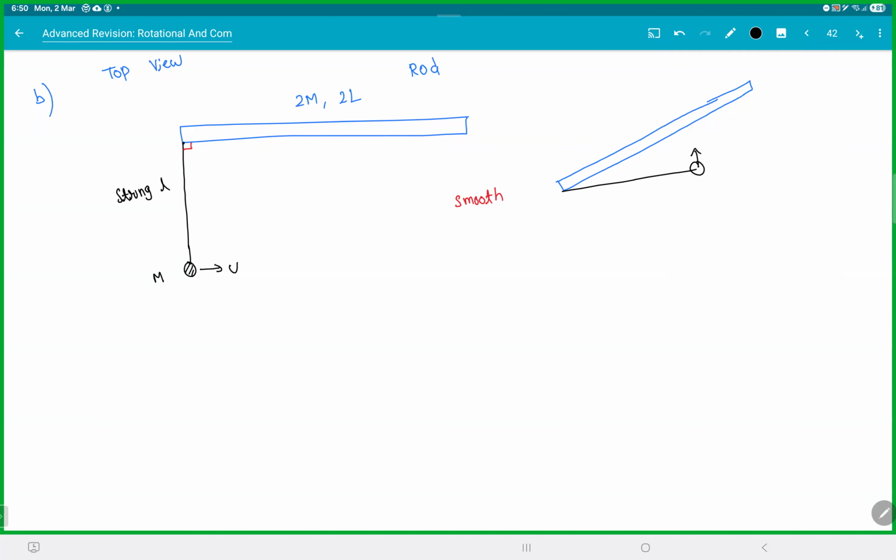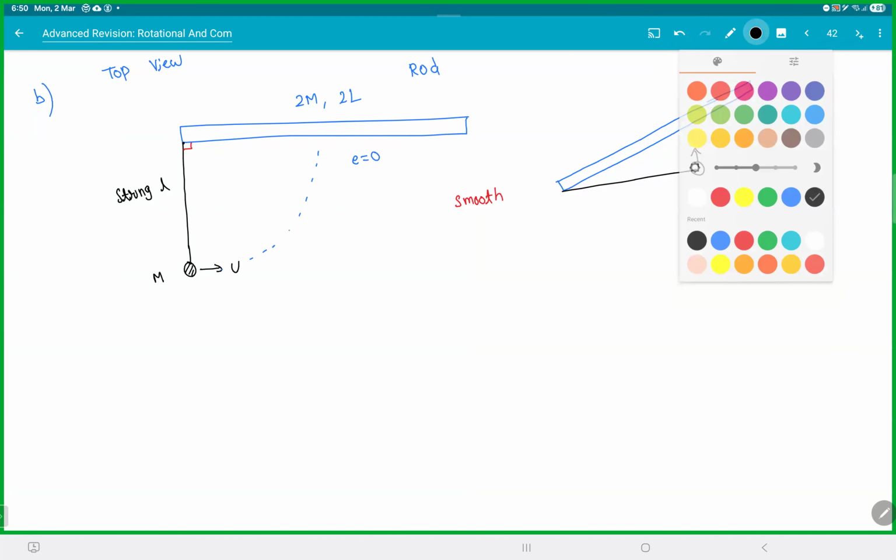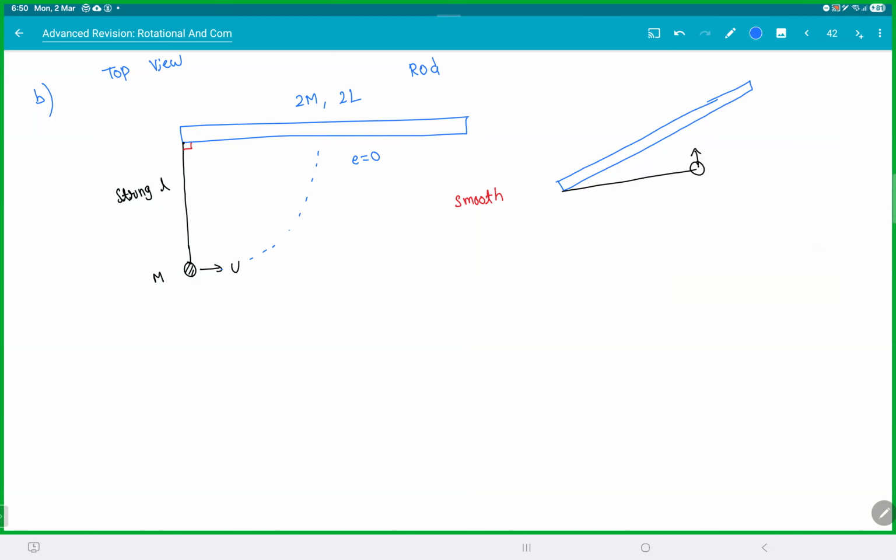Making sense? So the rod will also start turning. And let's say when the ball goes and hits the rod, e is equal to 0. It's a perfectly inelastic collision. The ball will stick. Find the tension in the string at t equals 0 initially and find omega of the system when the ball sticks to the rod.